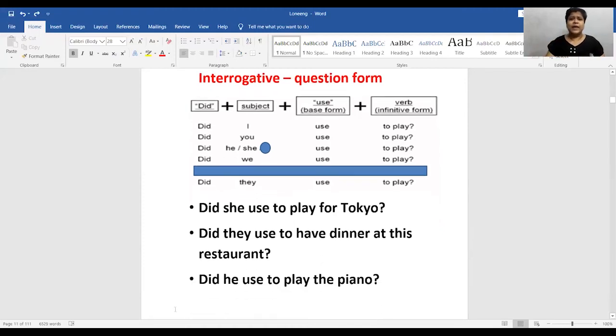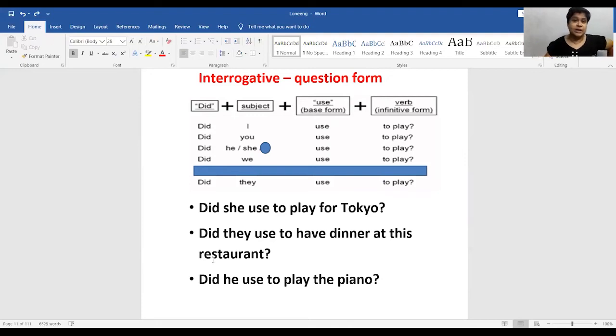Now, take a look at the first one. Did plus subject plus use in the base form plus verb in the infinitive form. So, did I used to play? The first sentence. Okay, take a look at this. Did I used to play? The second sentence is, did you used to play? Third one, did he or she used to play? Fourth one, did we used to play? And the last one, did they used to play? So these are different forms of asking questions.